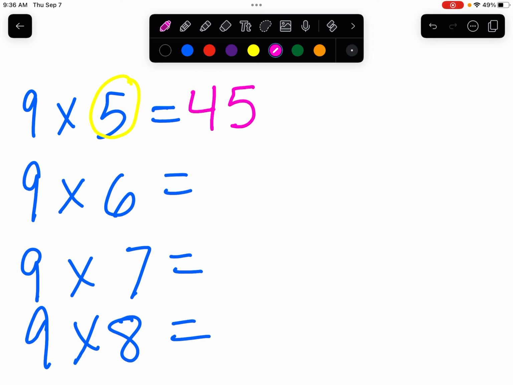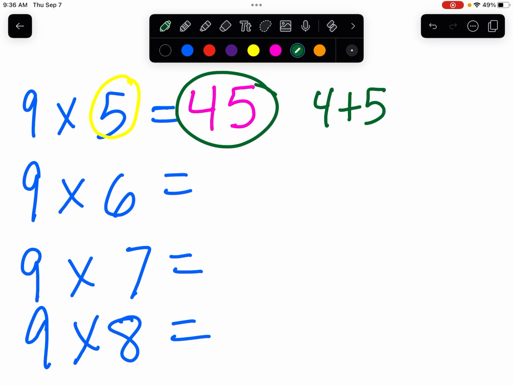Here's another little trick. If you look at the numbers in the answer, lo and behold, check this out: 4 plus 5 equals 9. So that's another good way to remember what the rest of the answer is.